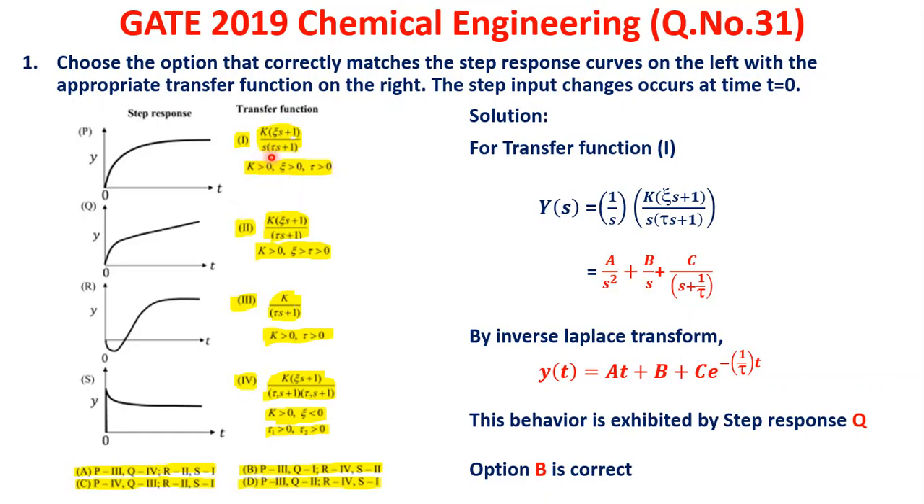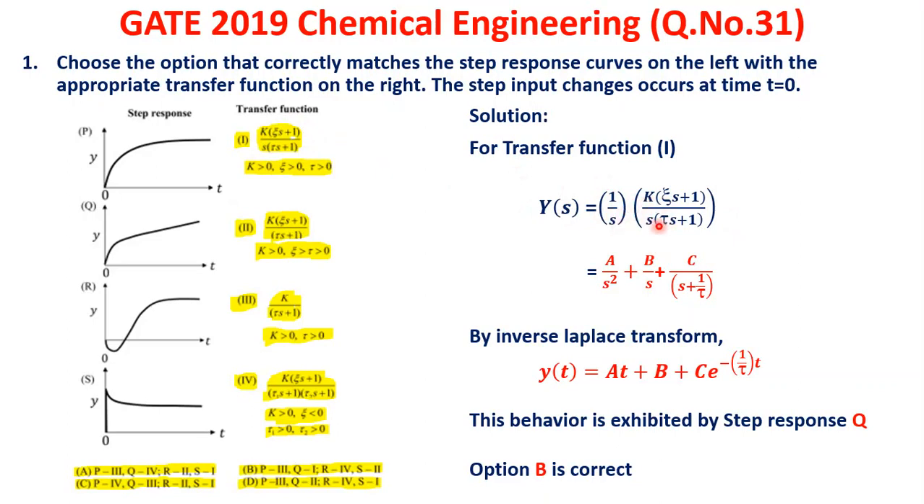So we are given 2 closed loop poles, s equal to 0, s equal to minus 1 by τ, and 1 closed loop 0, s equal to minus η. And all these parameters K, η and τ are greater than zero. Now we can find the step response. From the transfer function, the step response in s domain is Y(s) equals R(s) multiplied by G(s), so 1 by s into this.